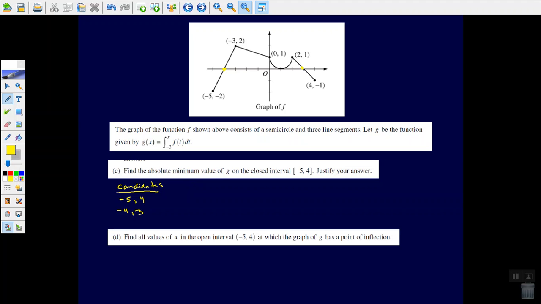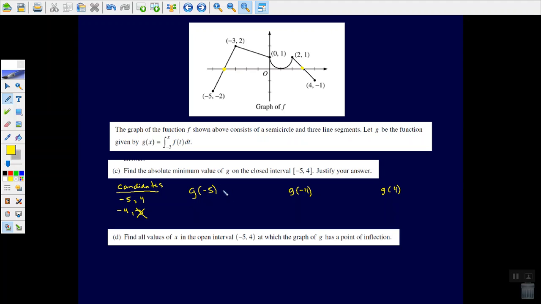Now, something we learned in part B was that at x equals 3, there was a relative maximum point. We probably can just rule that out then as any possibility of being the absolute minimum spot. So I'm just going to rule that out right now as one of our candidates. So to perform the candidates test, we just have to evaluate the function at those 3 other points. So g of -5, and then we'll take g of -4, and then g of +4.